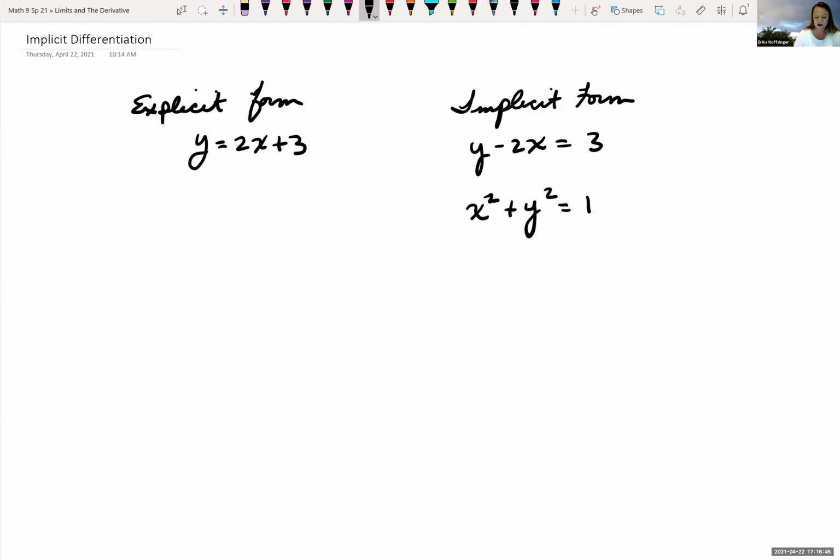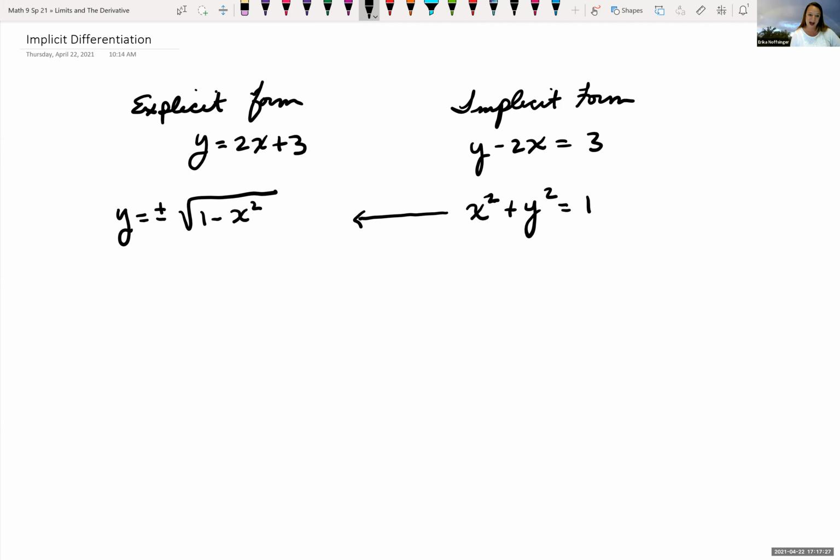So I could do some work and I could put this in explicit form by solving for y. So if I solve for y here, I could subtract x squared, and then I could take the square root of both sides. So I could get that y is equal to plus or minus the square root of 1 minus x squared. The thing is that not all equations that are in implicit form are easy to rewrite in terms of explicit form. And sometimes it's impossible.